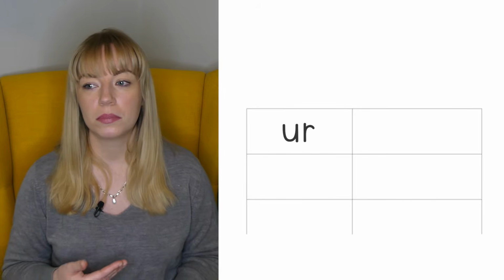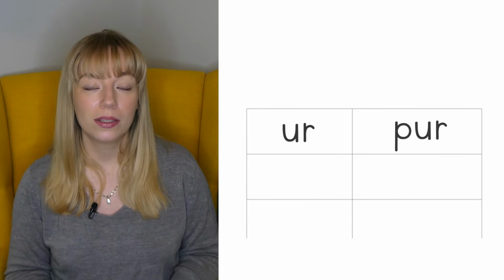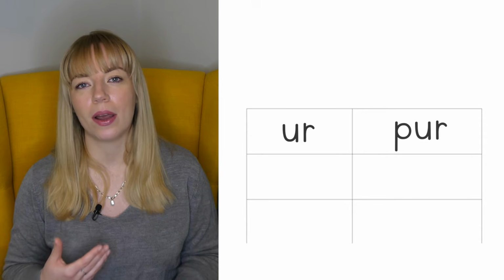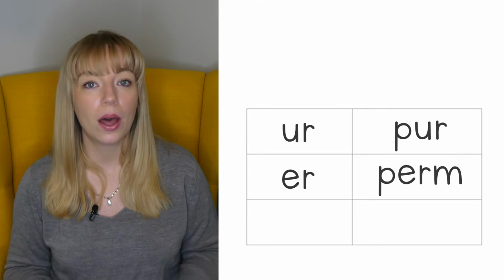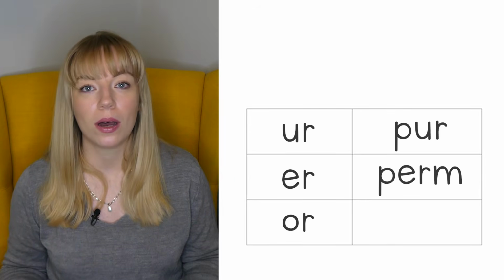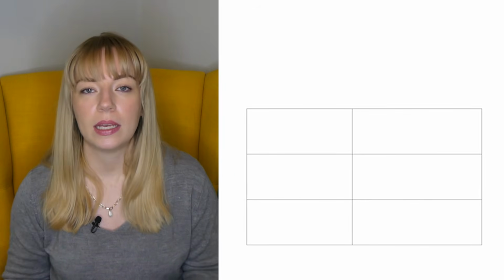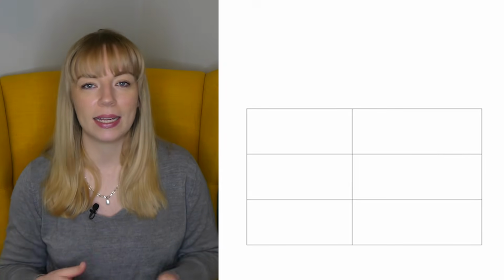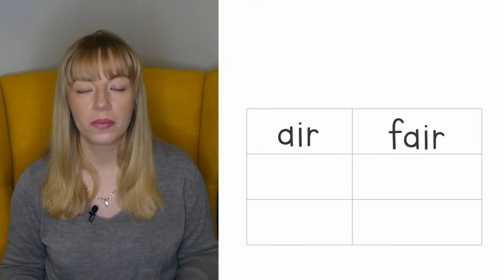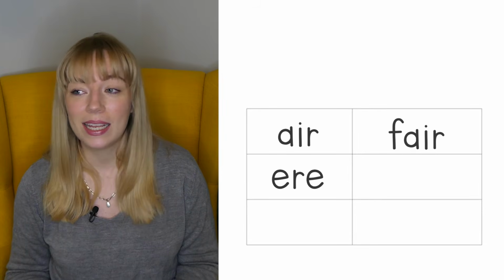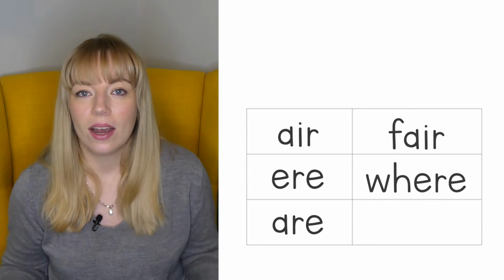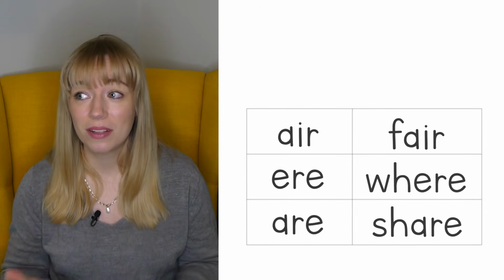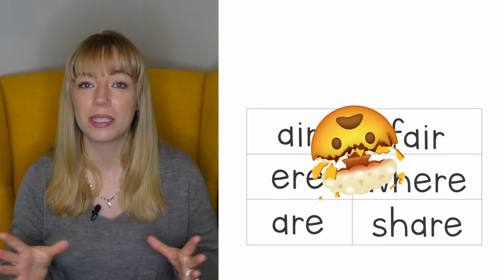So the flip side of this is that you then have different spellings for particular sounds. So if we think about the sound, which could be represented by UR in per, it could also be represented by ER in perm, or it could be represented by an OR in worst. If we think about the sound air, which could be represented by AIR in fair, we could also have it represented by ERE in where, or an ARE in share, which itself is an alternative pronunciation of the split digraph AE, A.